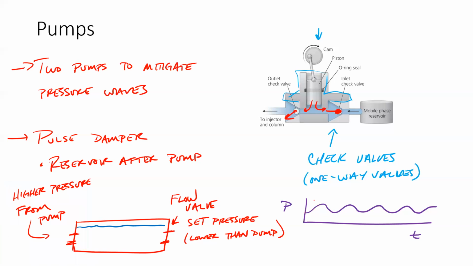And so this would be your pressure there. That flow valve would be set to. And so, you know, the instrument doesn't really see that change in pressure due to the pump action. It just sees the overall pressure out of that flow valve.